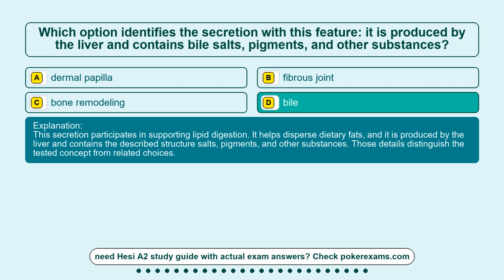This secretion participates in supporting lipid digestion. It helps disperse dietary fats, and it is produced by the liver and contains bile salts, pigments, and other substances. Those details distinguish the tested concept from related choices.